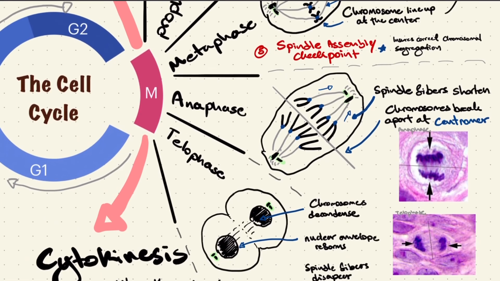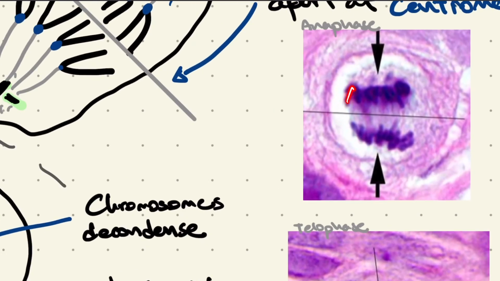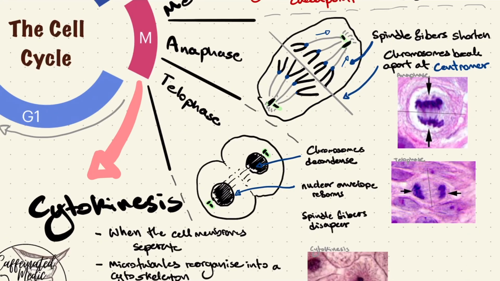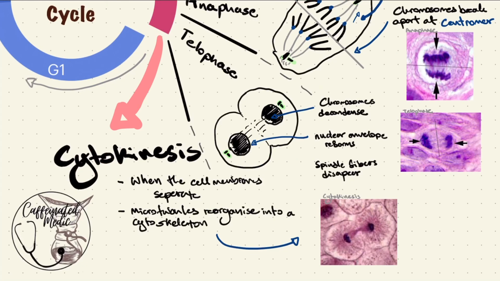Now, the next phase is anaphase, and here the spindle fibers start shortening and pulling the chromosomes apart. The centromeres have broken apart, and on histology, you can see these V-shaped chromosomes moving towards opposite poles. Once the chromosomes are separated, the cell will enter telophase. Here, the chromosomes will decondense at opposite poles, and nuclear envelopes will reform. Finally, the cell membrane separates to form 2 identical daughter cells, and this process is known as cytokinesis.